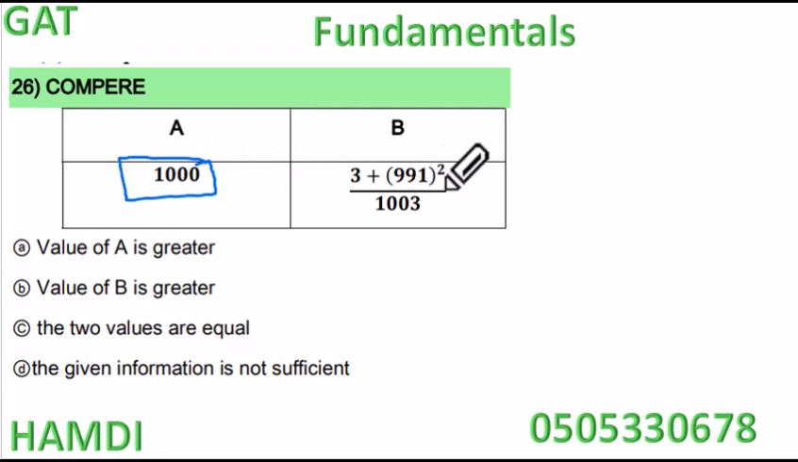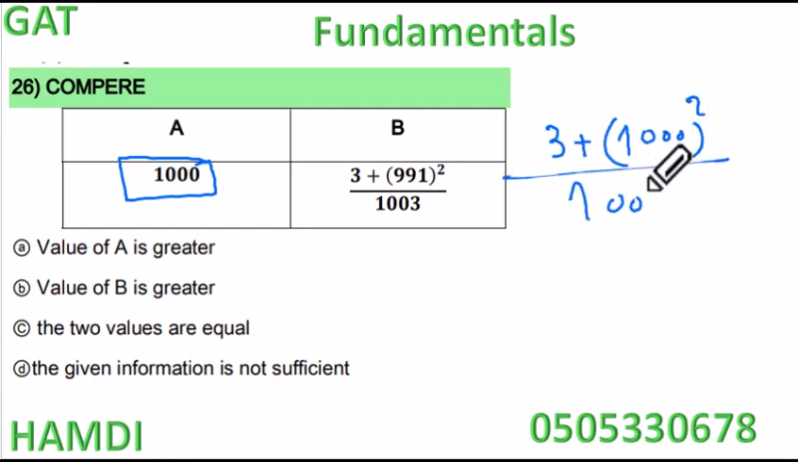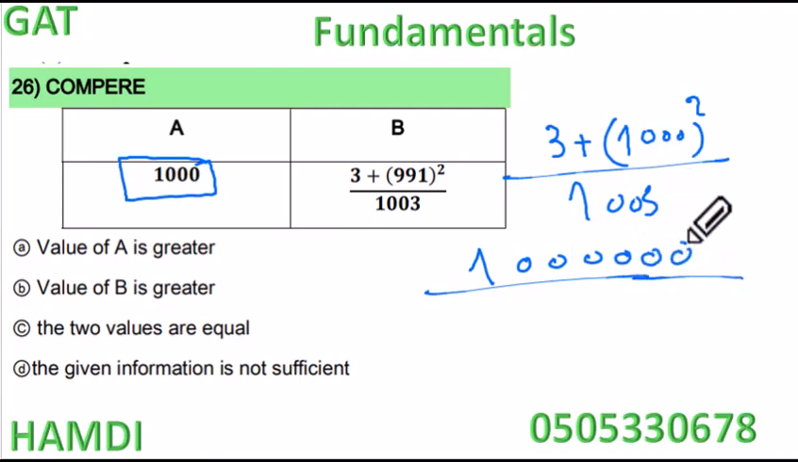Number B, we can round it, so it will be 3 plus 1000 power 2 divided by 1003. 1000 power 2 will be 1 followed by 6 zeros, plus 3, and here 1003. If we divide it, we can put here 3, so we cancel 3 zeros with the 3 zeros.